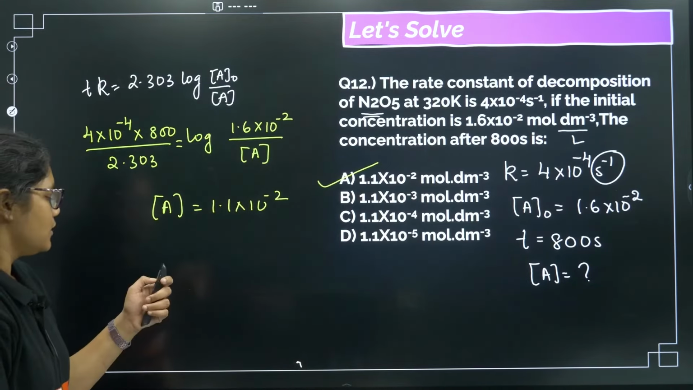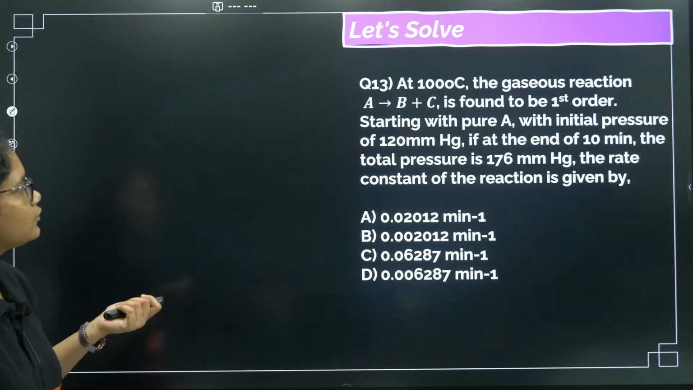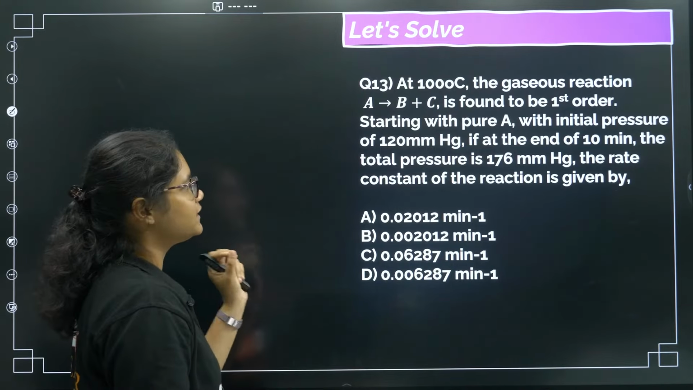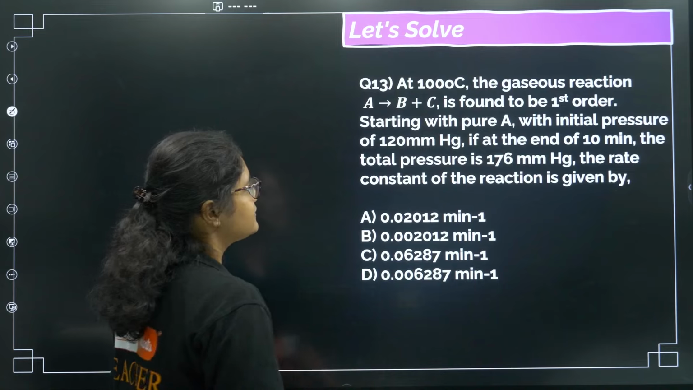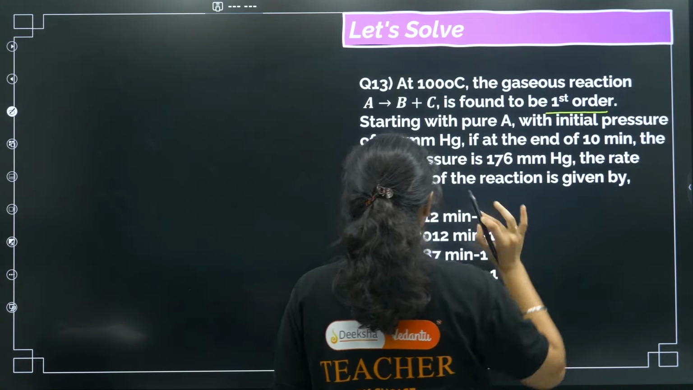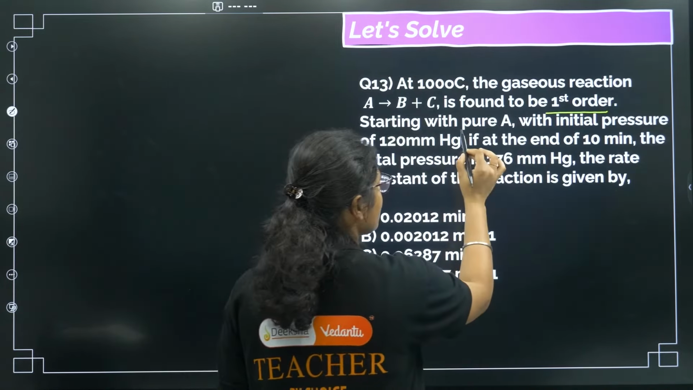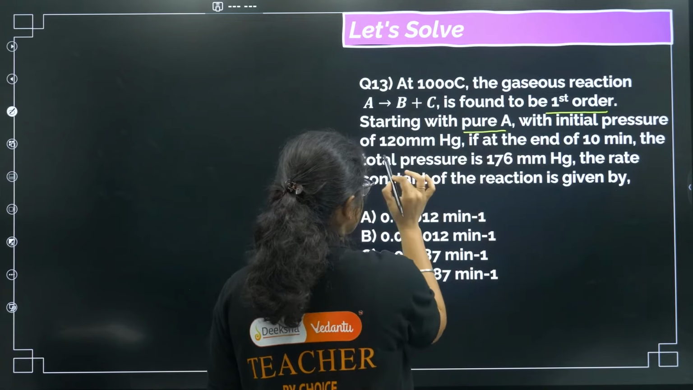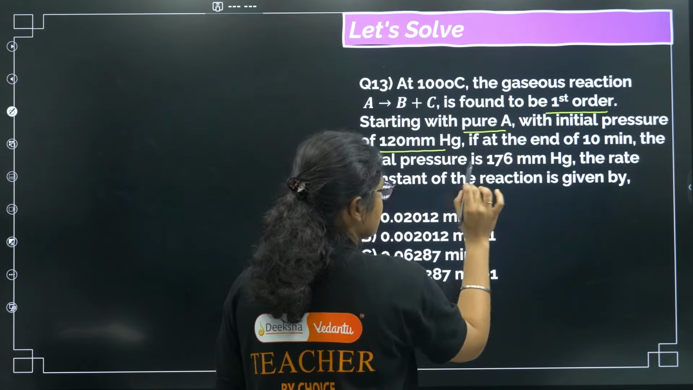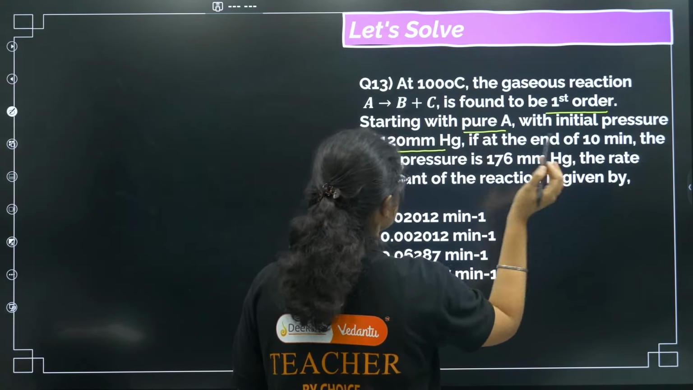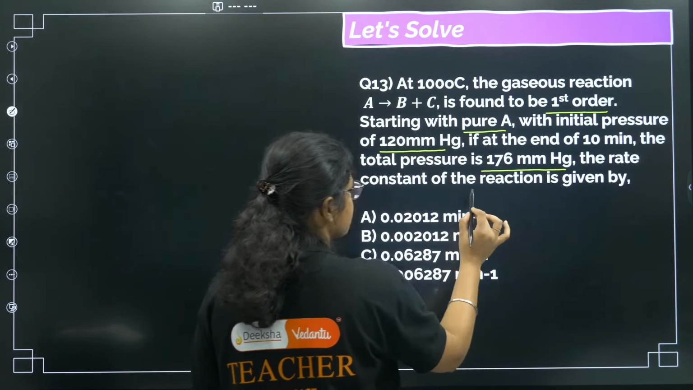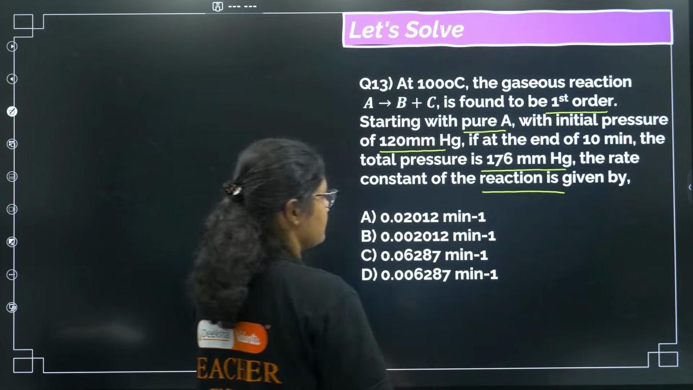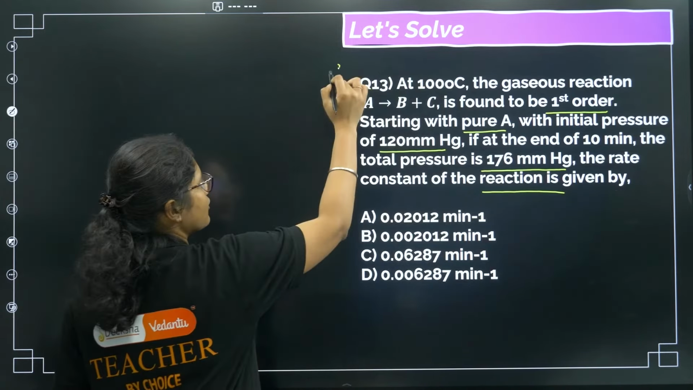Okay, fine. Now coming to the next question. At 1000 degrees Celsius, the gaseous reaction A gives B plus C is found to be first order. One first order reaction is given. Starting with pure A with initial pressure of 120 mm of Hg, if at the end of 10 minutes the total pressure is 176 mm of Hg, the rate constant of the reaction is given by. So this is also a very important question.